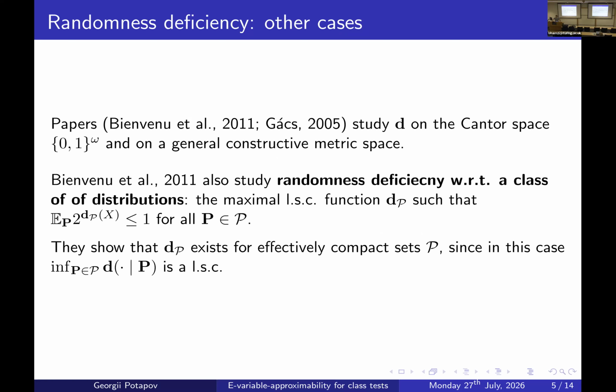So what about other cases? They were also studied. For example, Georgii actively studied tests of randomness and those randomness deficiencies for arbitrary constructive metric spaces.